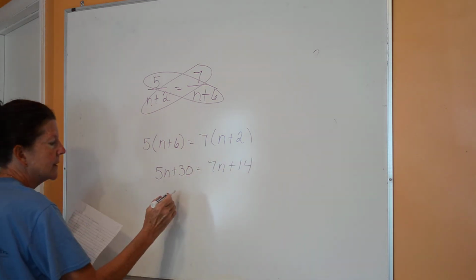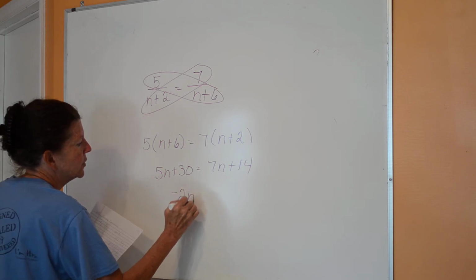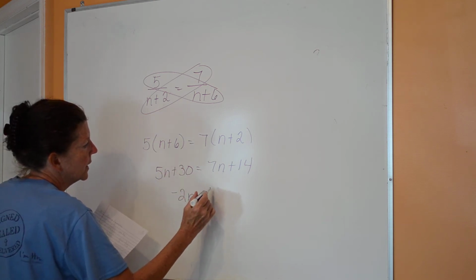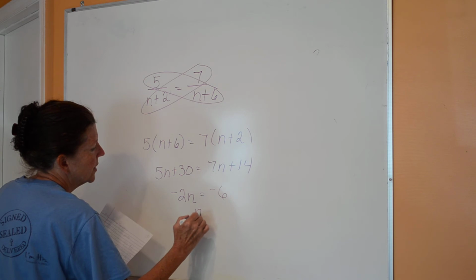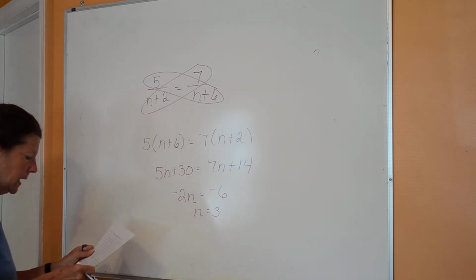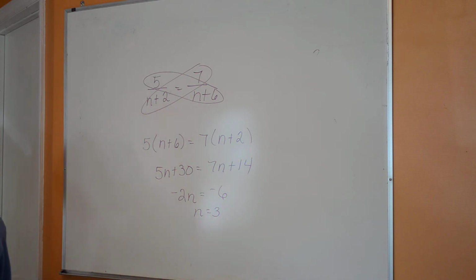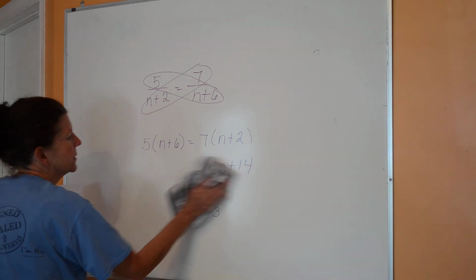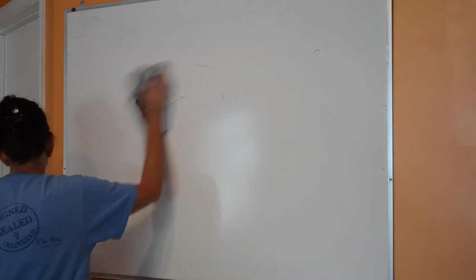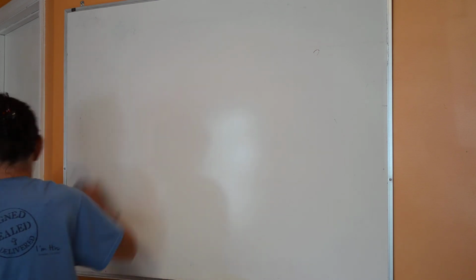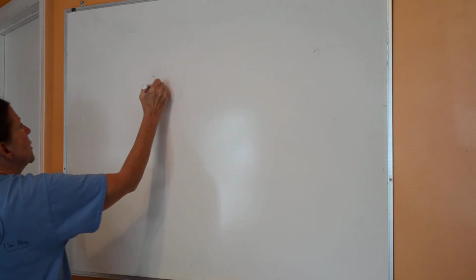I'm going to subtract the 7n, that's going to give me a negative 2. I'm going to subtract the 30, it's going to give me a negative 6. So n is going to equal 3. Let's do one more of those and then I'll give you your homework. Let's make it where it gets a little bit more complicated. You'll have some of these on your homework, which we can make sure you got it down.